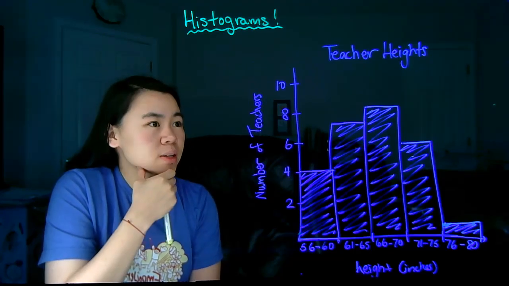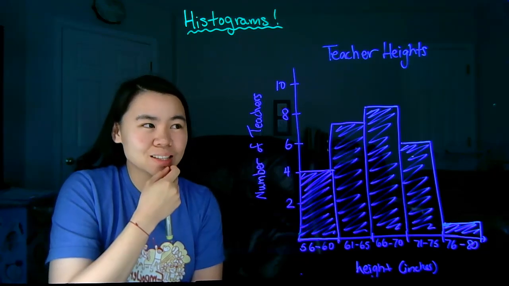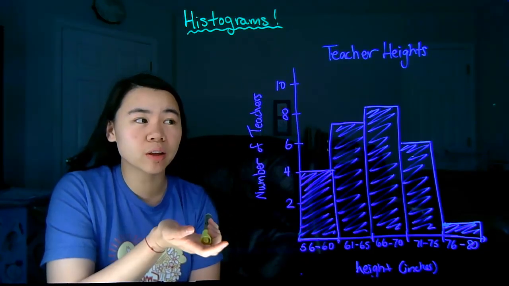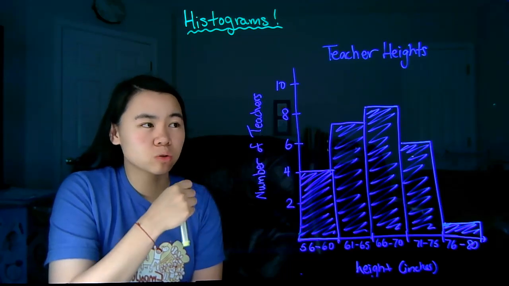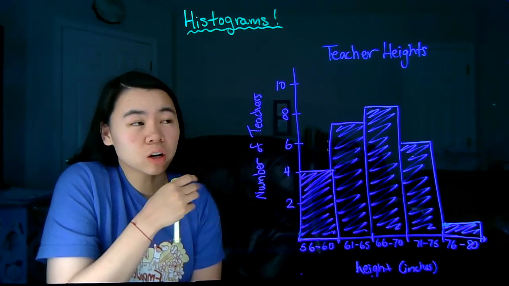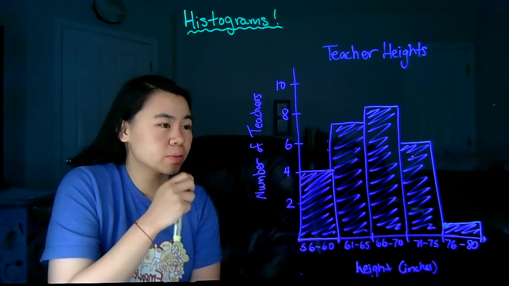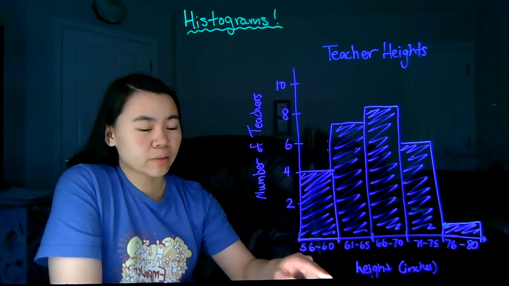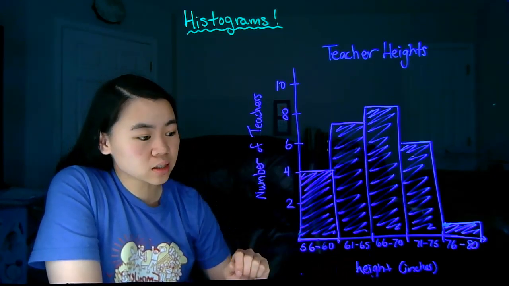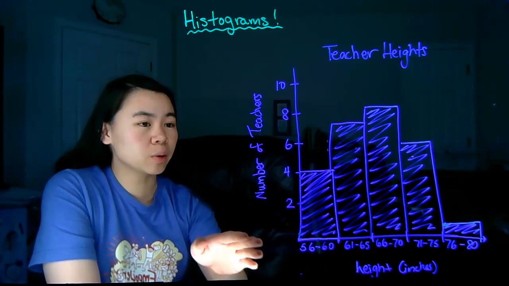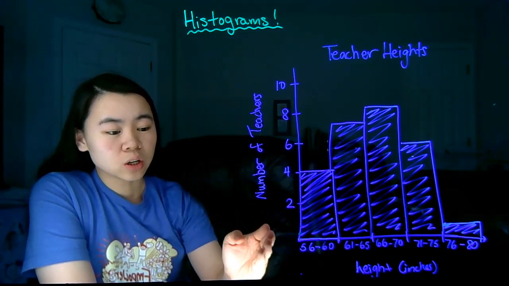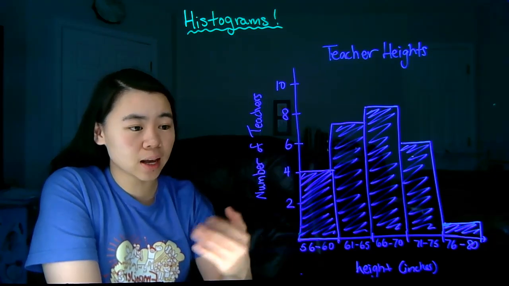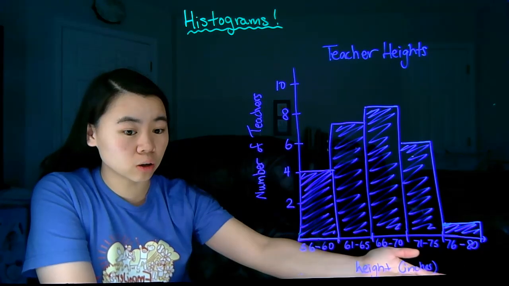Okay, so this histogram here I've created is about teacher heights. Now, I don't know why somebody is polling teachers on how tall they are. Maybe the school or students are just curious. But we have this data on how tall teachers are. We have our heights down here on the x-axis, and our heights are in inches. And up here we have the number of teachers, so your y-axis is your frequency. Frequency is how many teachers are this tall.